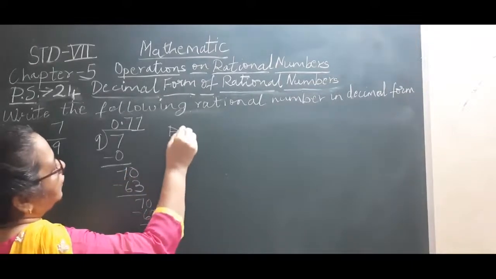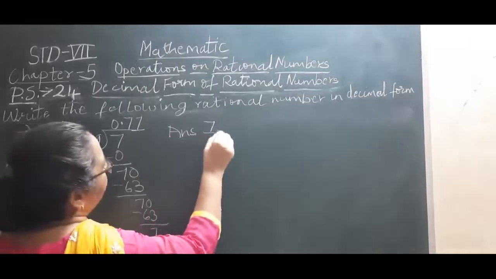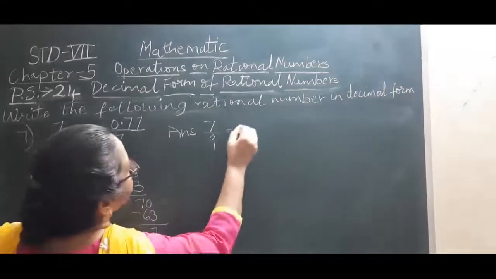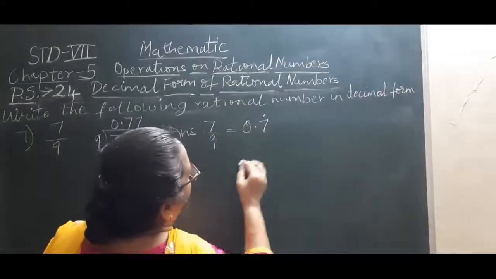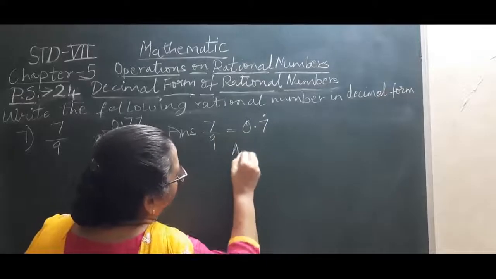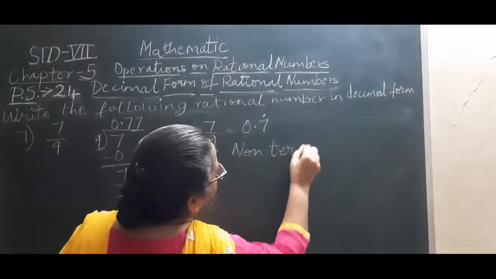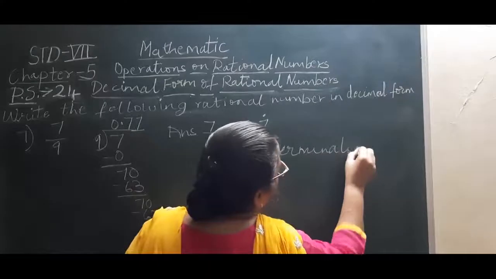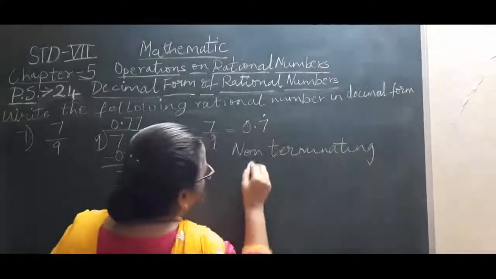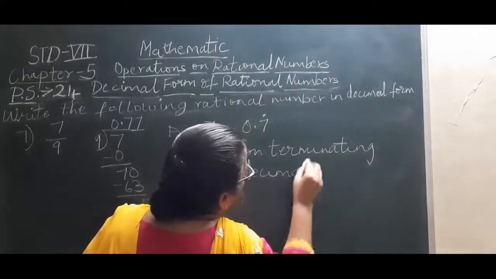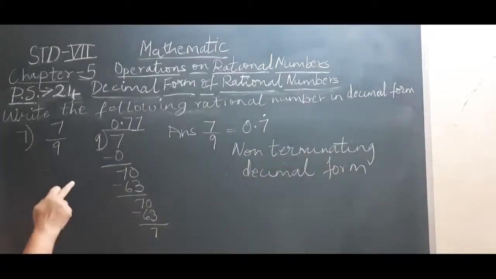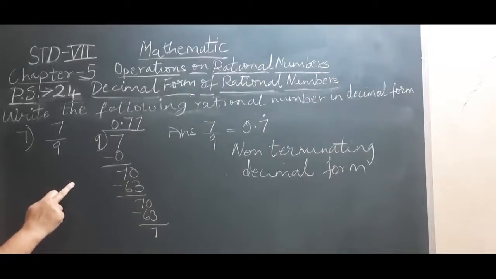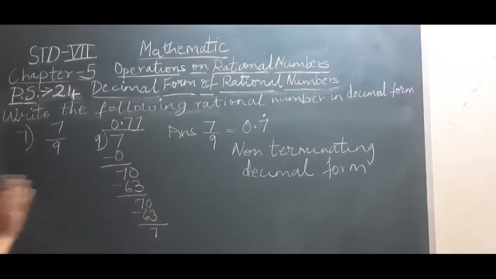So the answer for the fraction 7 by 9 in the decimal form is 0.7, and we can give a point on the top, and it can be said to be non-terminating decimal form. With this was the last sum of this exercise, children. I hope you all have understood this thoroughly. It is very easy. Just you have to do is the division sum.